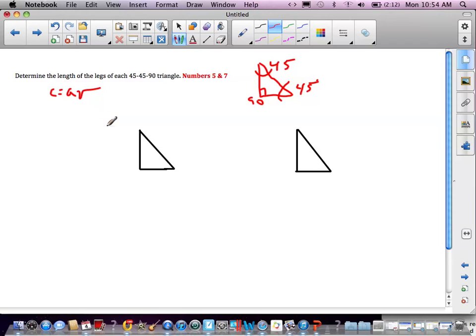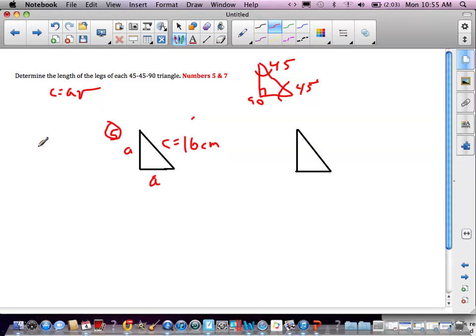So number 5 on my skills practice. Okay, this is number 5 on your skills practice. We're going to say that we have A and A and C. The length of C on your triangle is going to be 16. So problem 5 says that your hypotenuse is 16 centimeters. So let's take a look at how we solve this.